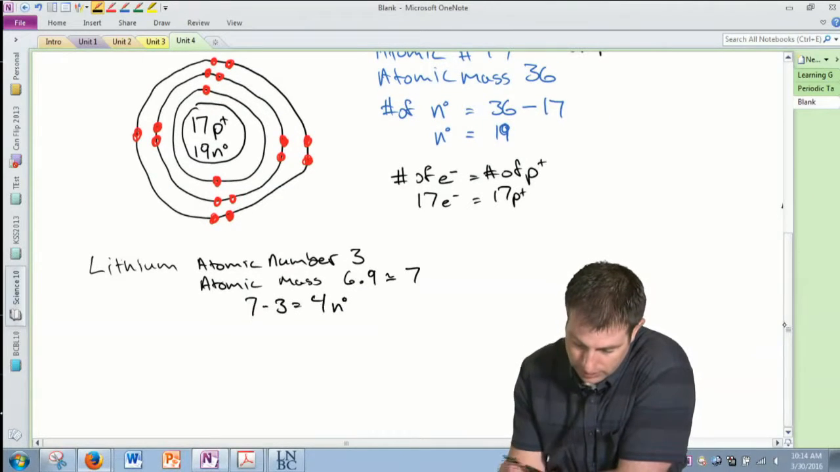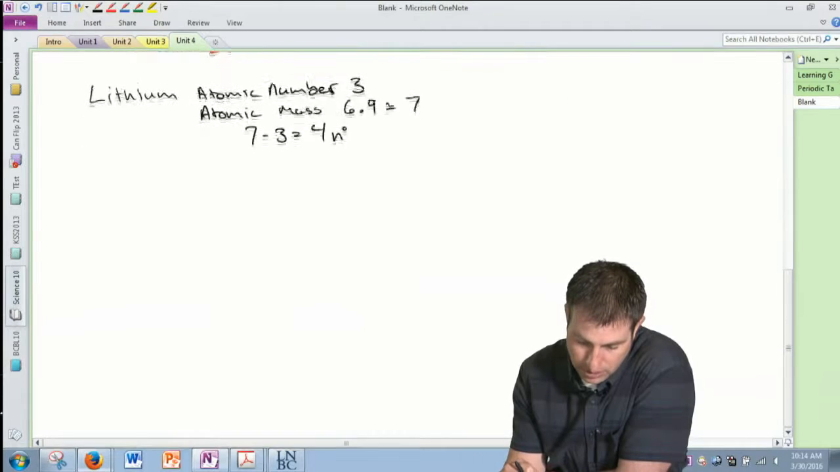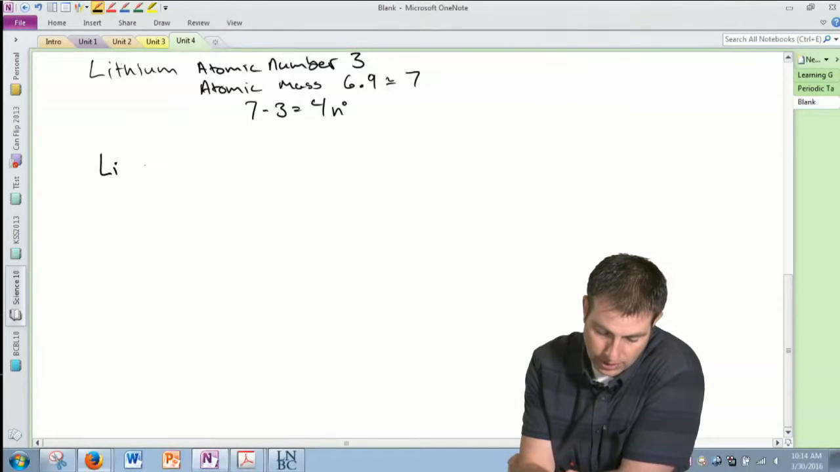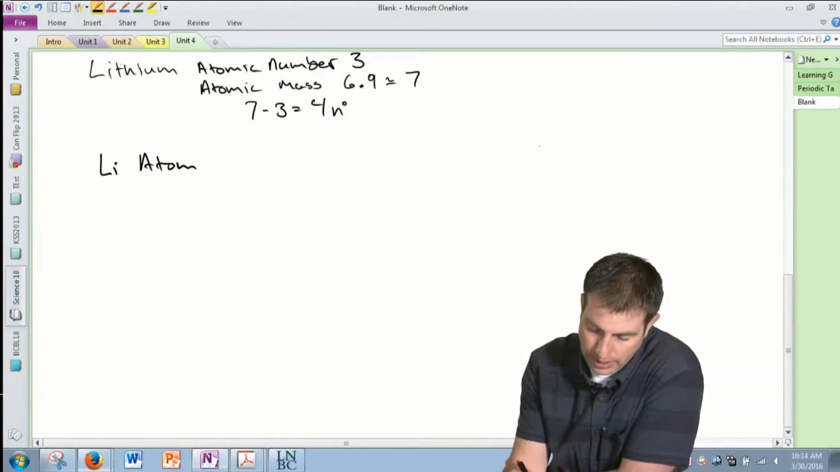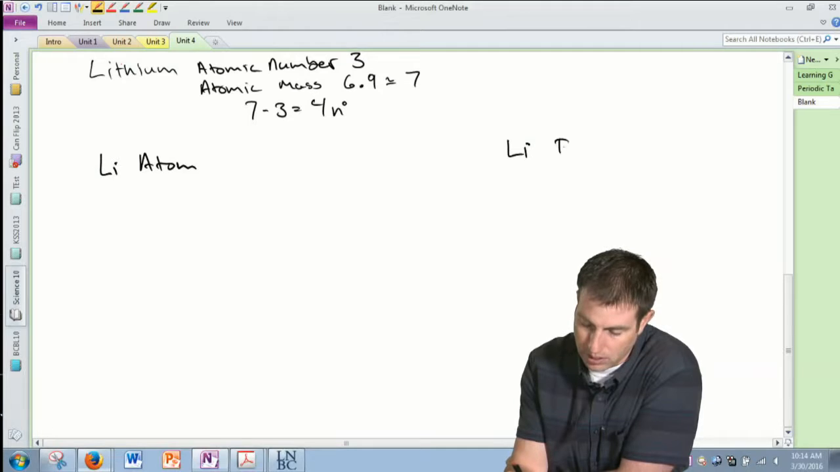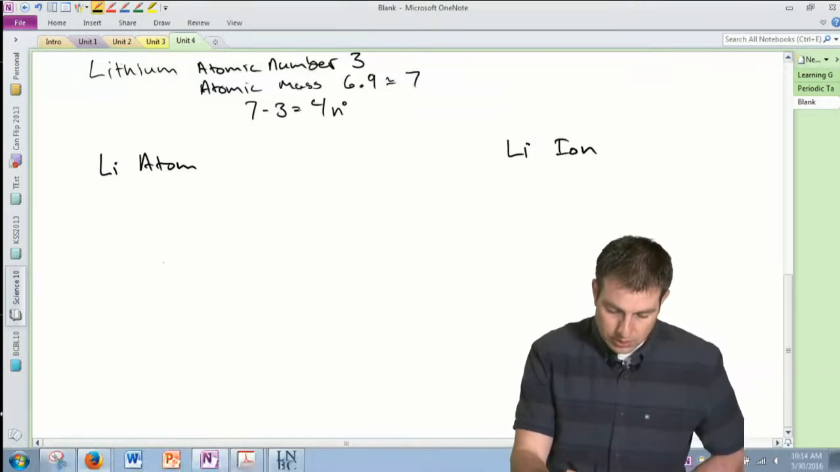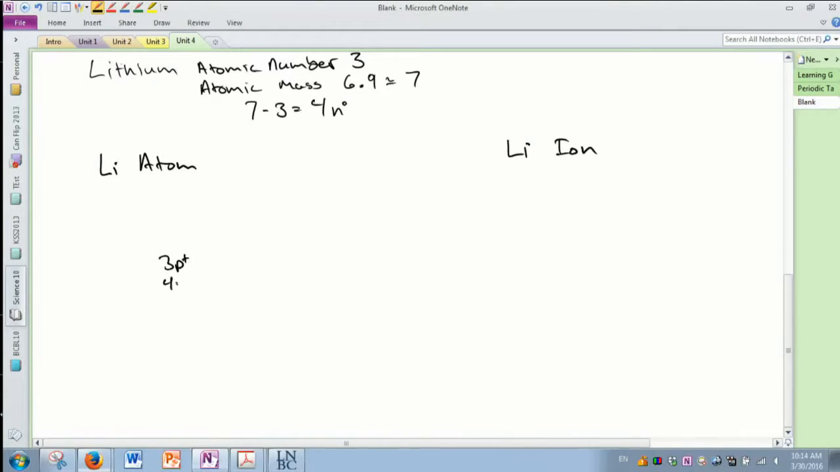So what I'm going to do is draw a lithium atom. So lithium is Li. Here's my atom. And I'm going to draw a lithium ion. All right, so in the nucleus, I have 3 protons and 4 neutrons. For both an atom and an ion, that is the exact same. So the nucleus for atoms and ions are identical. If we change the number of protons, it would just become a new element. So that wouldn't work very well.